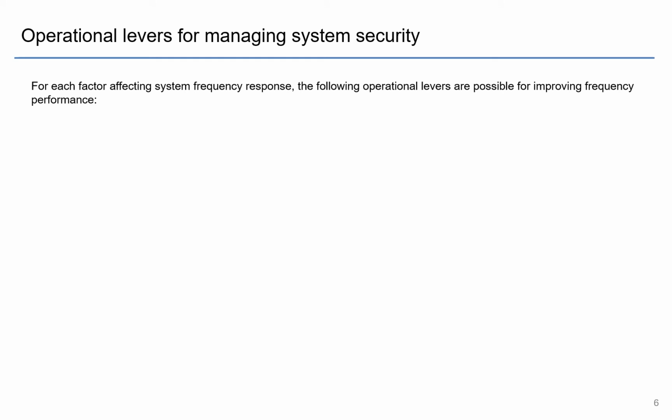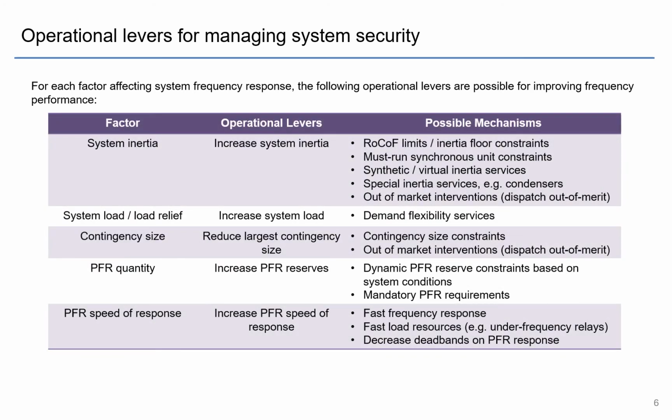Here we start talking about the operational levers that we can pull for managing system security. So for each factor affecting the system frequency response, the following levers are possible. They're not just limited to this table, but here are just a selection of the things that can be done. So for example, for system inertia, we want to increase the system inertia. That's the lever, and these are the possible mechanisms by which we can operationally increase system inertia.